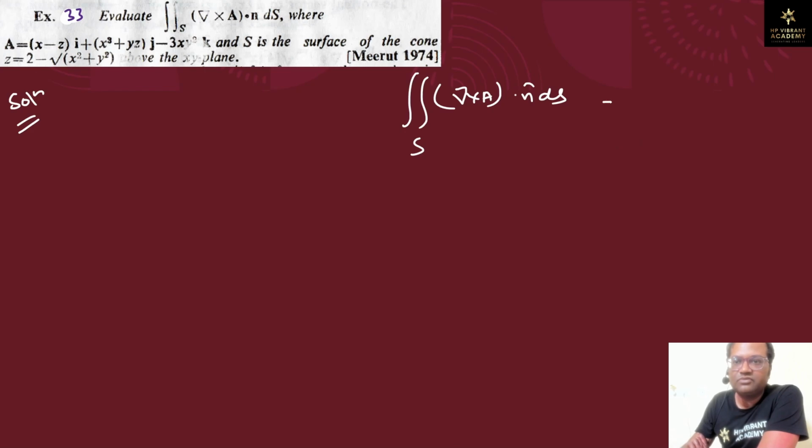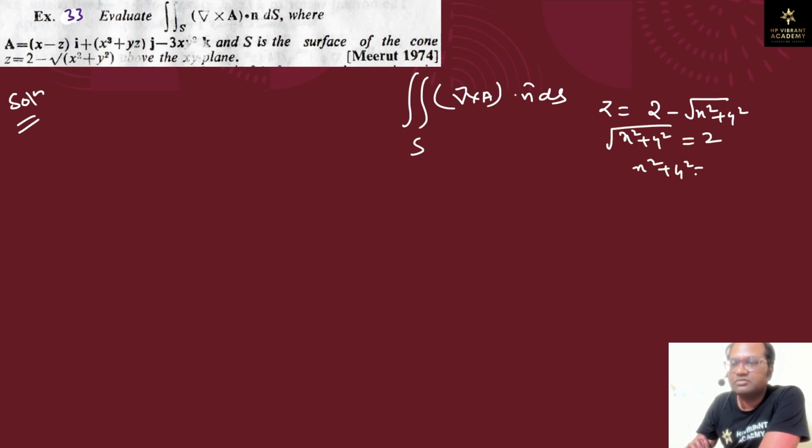So the equation of the cone is z is equal to 2 minus root under x square plus y square. Okay, so let us place 0 here, z is equal to 0. When we place z is equal to 0, the root of x square plus y square is equal to 2. This means x square plus y square is equal to 4. Okay, so our cone will look like this one.